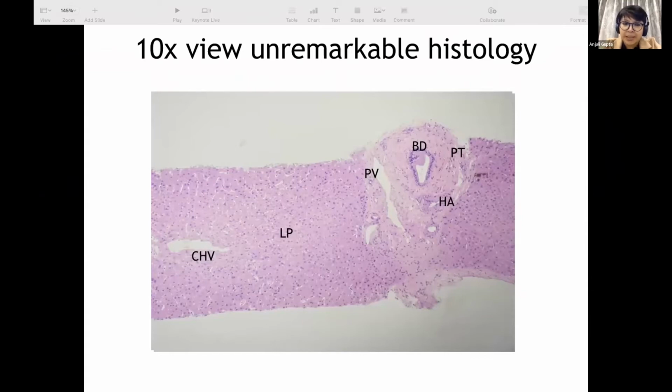Before embarking into the pathology, let's see what a normal allograft liver biopsy looks like. I have marked it very well. CHV is the central hepatic vein. LP is the lobular parenchyma. PV is the portal vein. BD is the bile duct. PT is the portal tract, and HA is the hepatic artery. So this is what a normal allograft biopsy looks like.